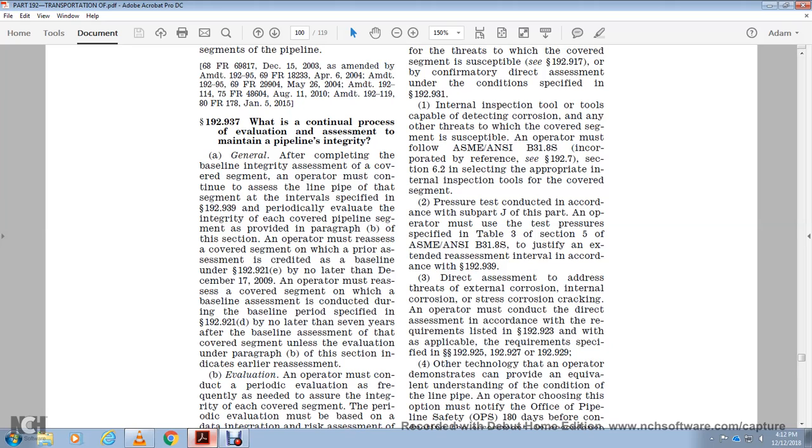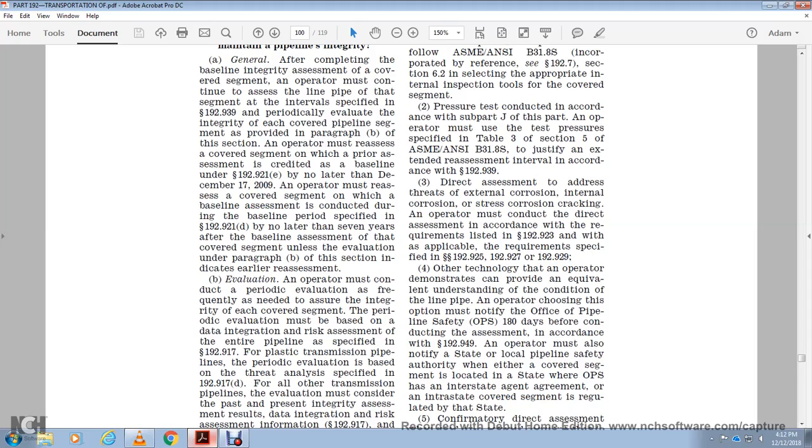Operator must reset the coverage segment of which the baseline assessment is conducted during the baseline period as specified with 192.921(d), no later than 17 years after the baseline assessment of the covered segment, unless the evaluation in paragraph B of this section indicates early reassessment.